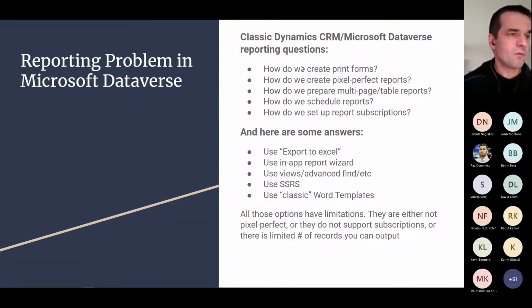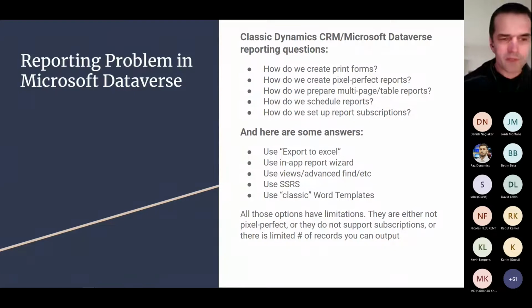But for now, what I wanted to summarize here is that when we start thinking about reports and print forms, it doesn't have to be a model-driven app, it could be a Canvas app as well. But when we start thinking about that, there are these questions. How do we create print forms? How do we create pixel-perfect reports, those where we can arrange everything the way we want, right? And how do we prepare multi-page or table reports, where it's not just one record as you have in the classic Word templates, for example, but more like a set of records in a single document or report?